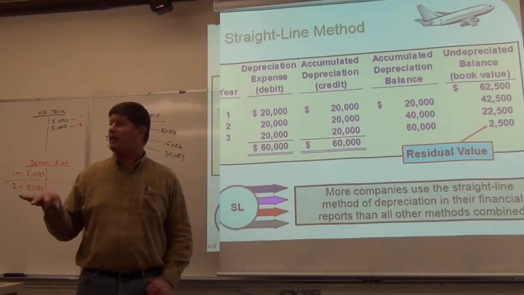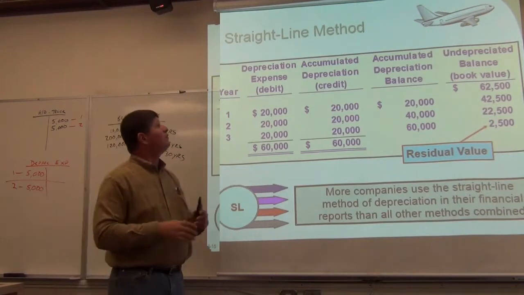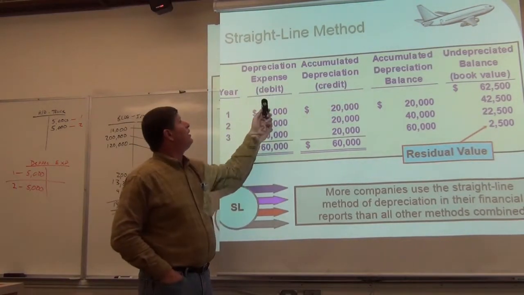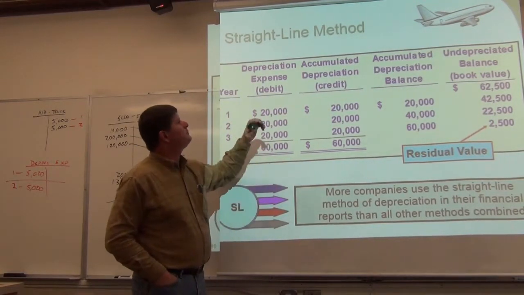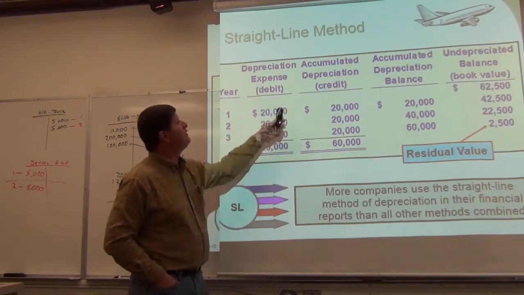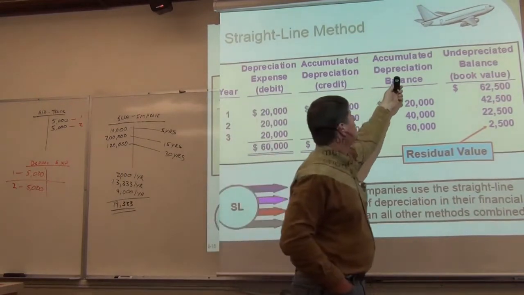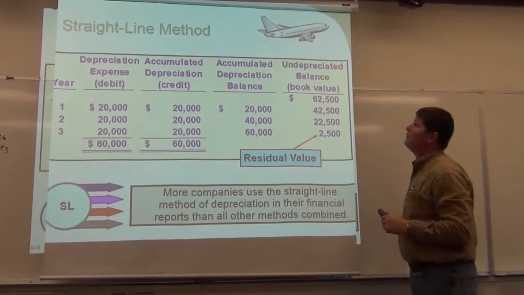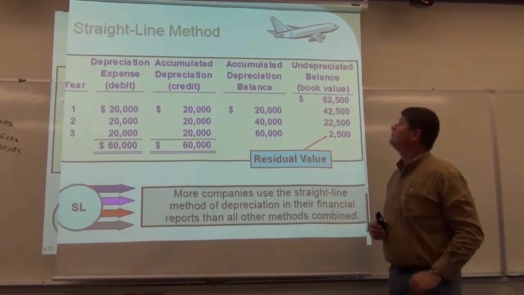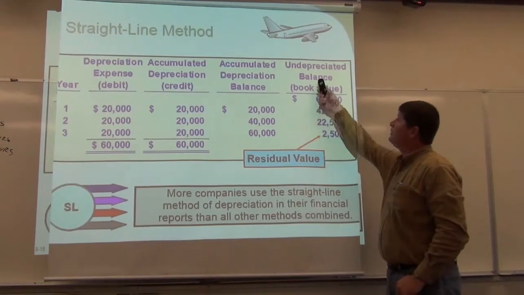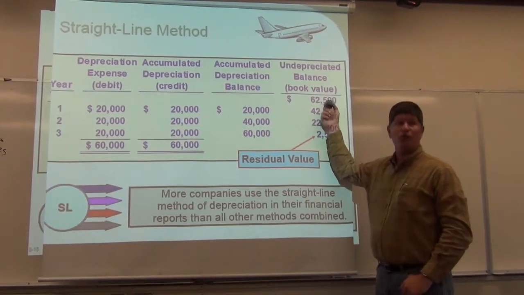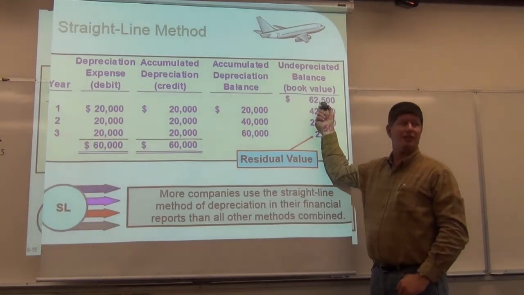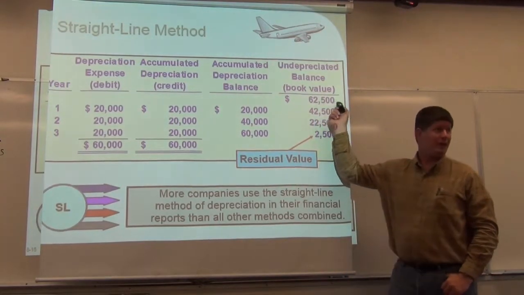If you look at this in a table, you've got your depreciation expense, accumulated depreciation, and undepreciated book value of this airplane. So, when we first buy it, the undepreciated value is the $62,500, what we paid for the airplane.